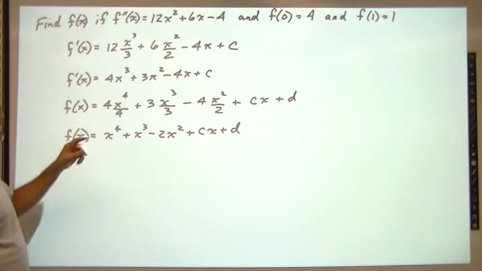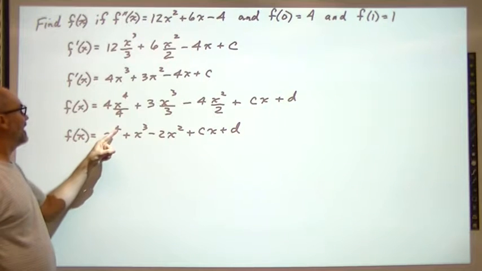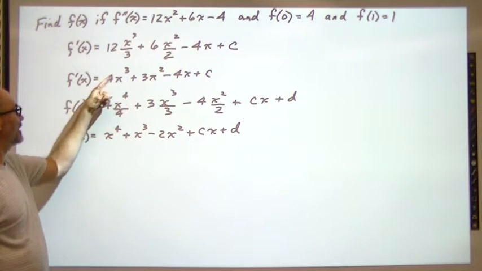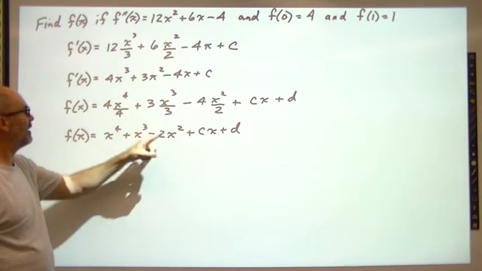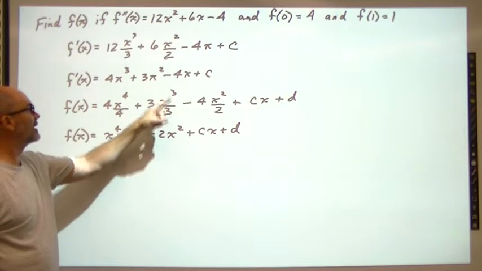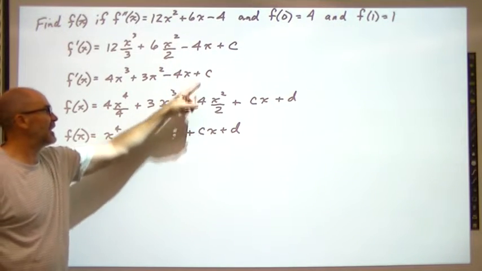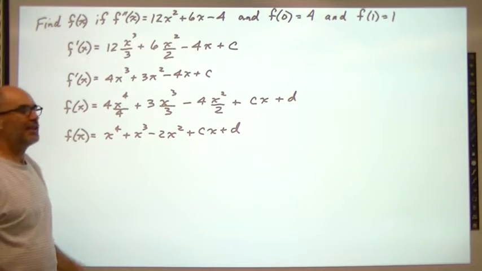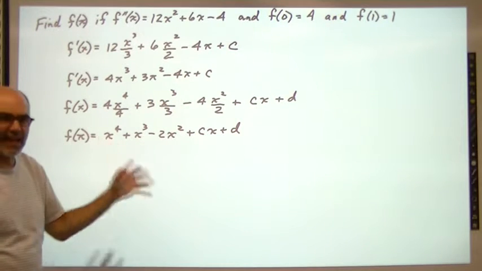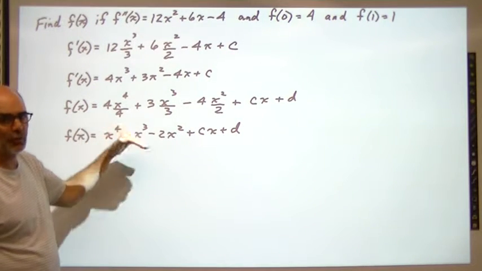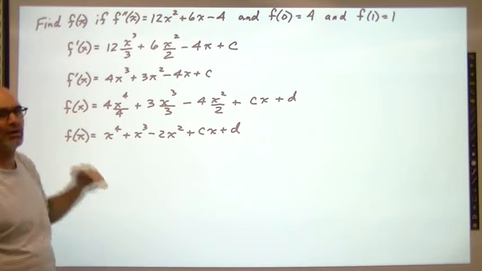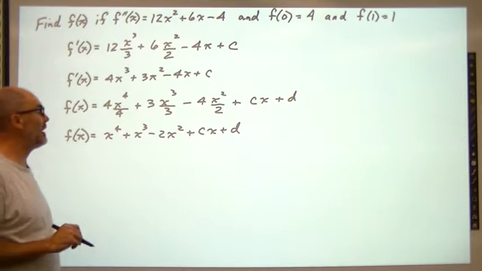Now notice, let's go back and do this again. Take the derivative here, you get 4x cubed, derivative here 3x squared, derivative here is minus 4x, and derivative here would just be c plus 0. So anytime you get the antiderivative, if you just take the derivative of it to make sure you're back to where you started, then you'll make sure you didn't mess up.